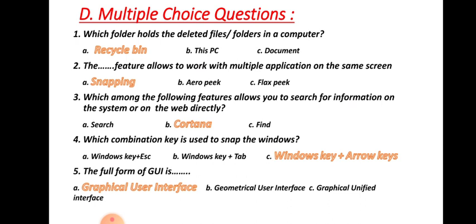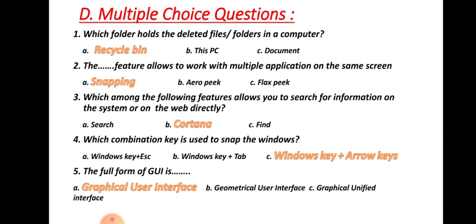Now next one. Same page number 21. D part. Multiple choice questions. Below each and every question, 3 options are given, and from that you have to find the correct answer. Which folder holds the deleted files or folders in a computer? The options are recycle bin, this PC, document, and the correct answer is recycle bin.